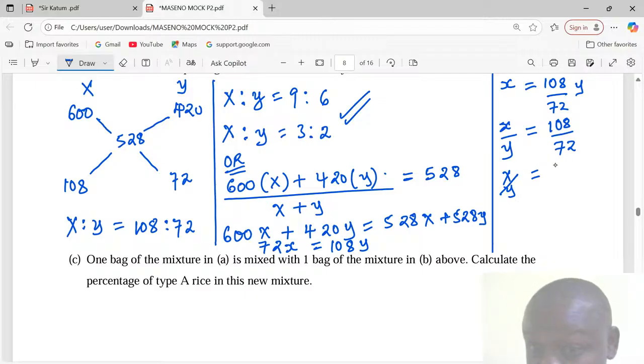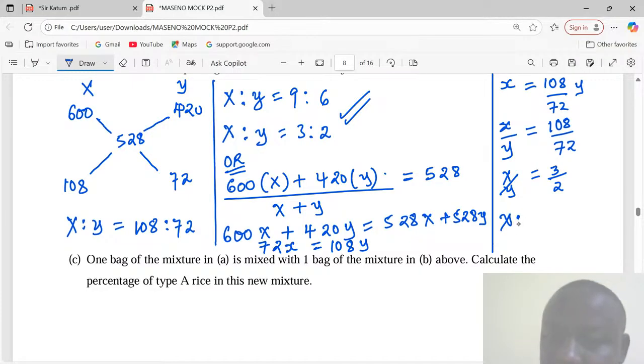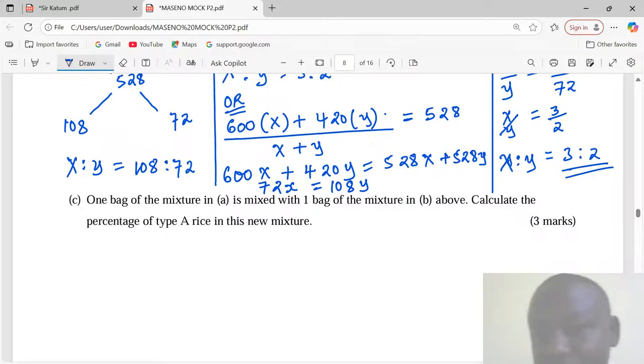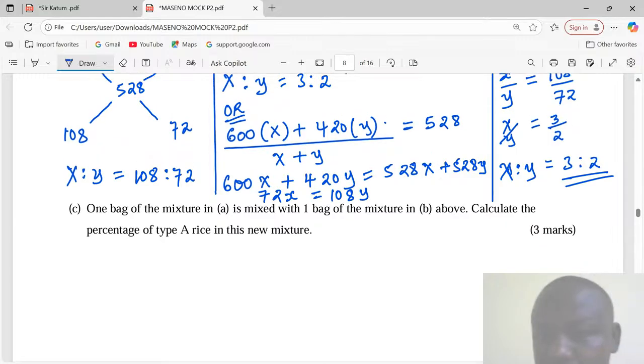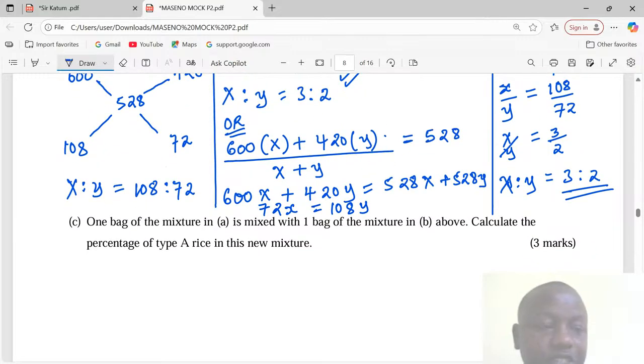By 36, we'll get 3, and by 36, we'll get 2. At that point now, we can say the ratio X is to Y shall be 3 is to 2. X is to Y equals 3 is to 2. So those are both recommended methods.